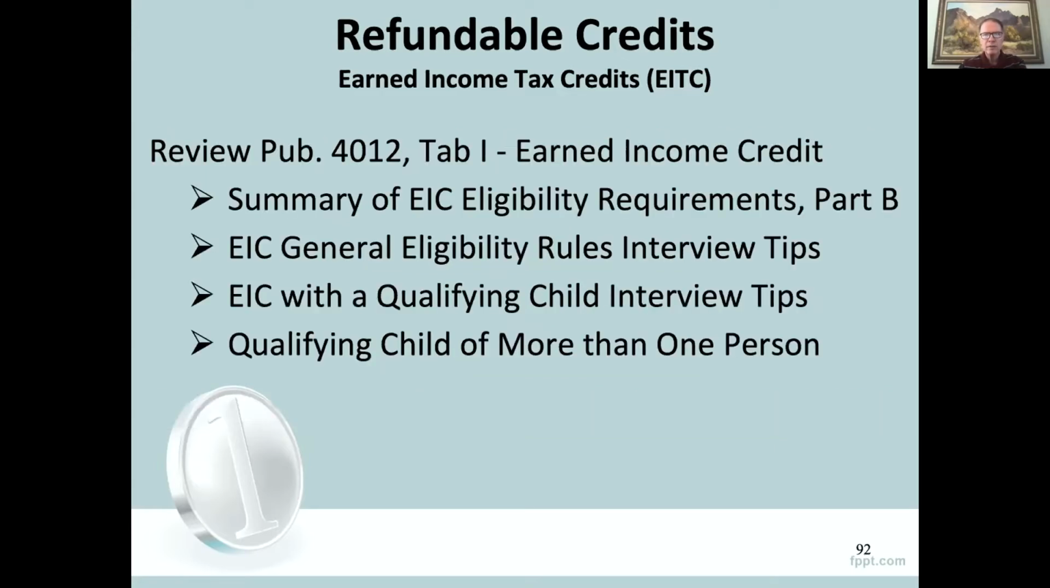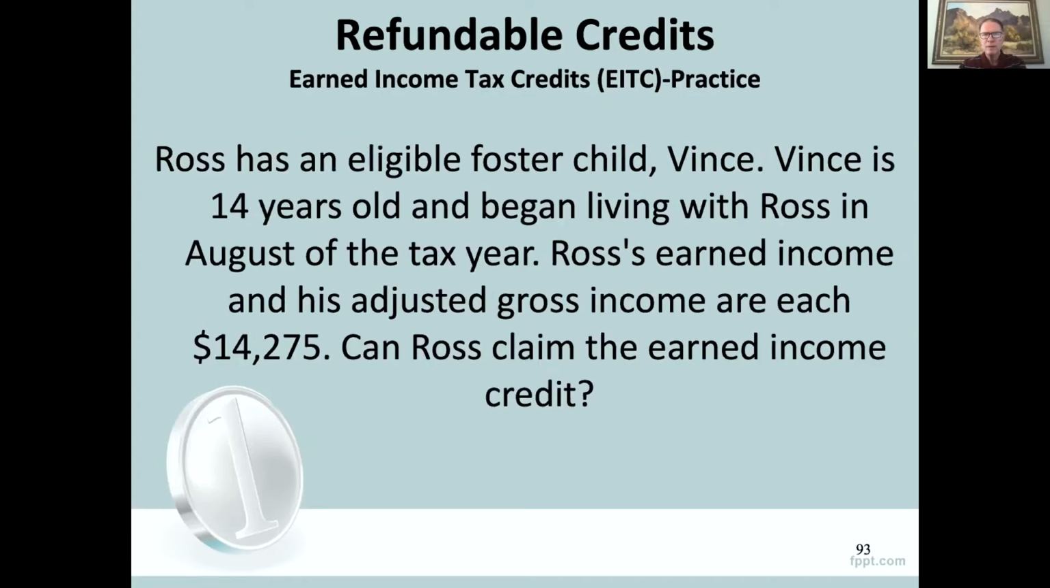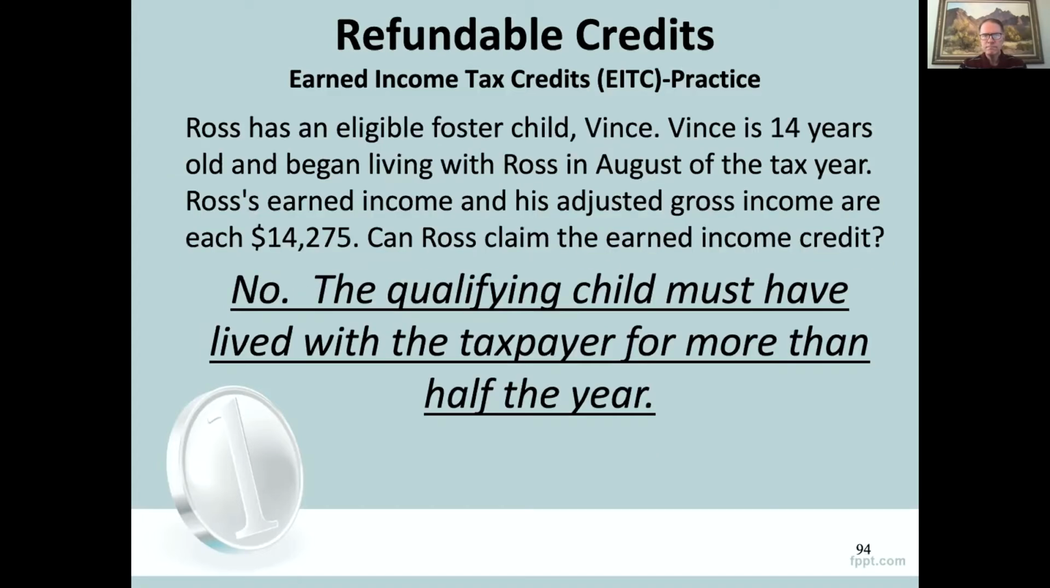All right. And tab I, it's all about the earned income credit. So tab I is where you need to go to check off all the answers that are required. So here we have Ross, an eligible foster child, Vince. Vince is 14 years old, began living with Ross in August. Ross's earned income and his adjusted gross income are $14,000. Can Ross claim the earned income credit? You have to have lived with the taxpayer for more than half a year.